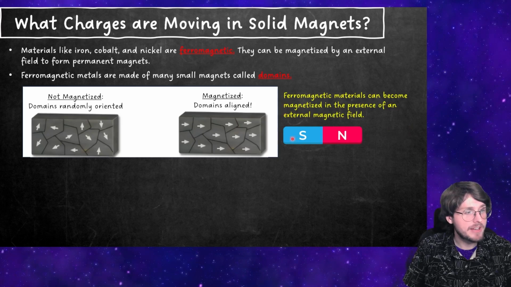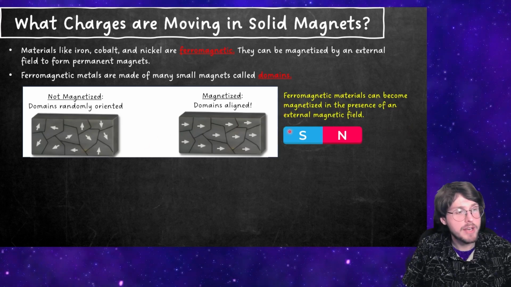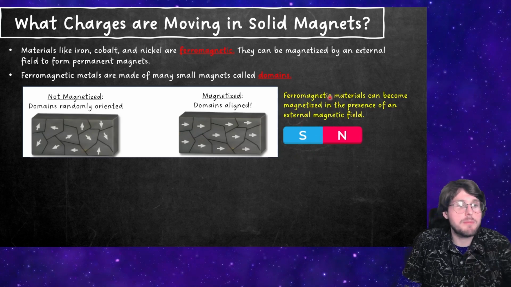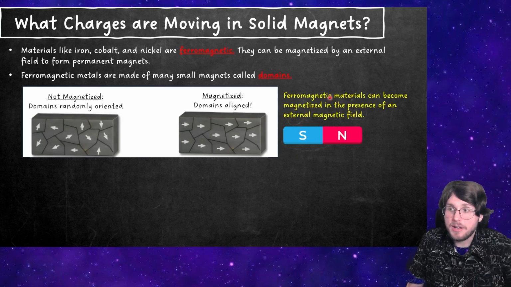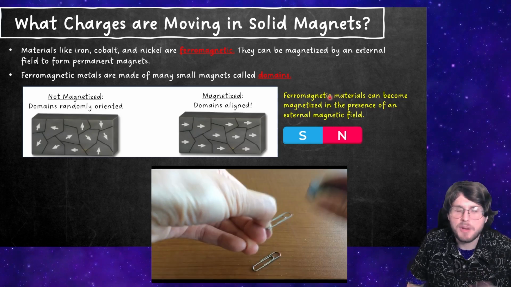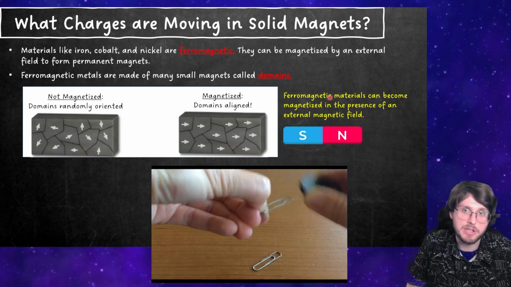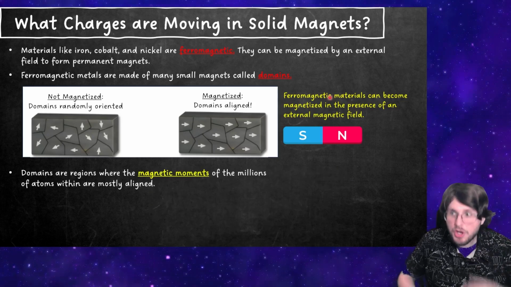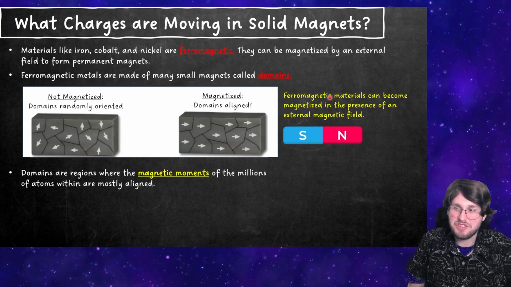So if you bring this magnet in, then all of the domains will align toward the south pole of this magnet right here. So in general, you can magnetize a material by putting an external magnetic field in the presence of a ferromagnetic material. A common way to do this is with paper clips. So if you have a magnet around, you can try it out. Now with domains, we have to go a little bit deeper if we want to find our moving charges.